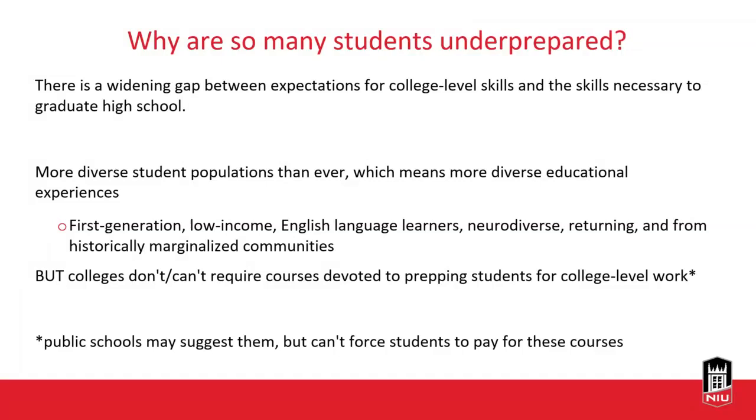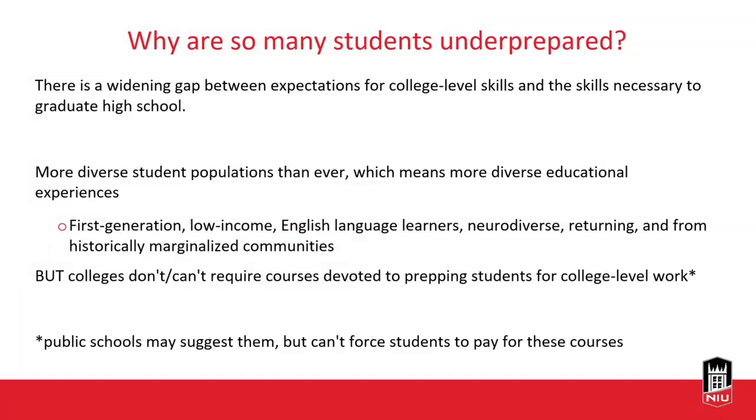So I want to address that it feels like a lot of students are just underprepared. And we've been talking about it a lot, especially after online learning that was pushed across the board because of the pandemic. But this gap has been widening between our expectations for college level skills and the skills necessary to graduate high school. This gap has been widening for a while now. So this is not super new, but it maybe feels more recent because there was a dramatic shift in the way that learning happened because of the pandemic.